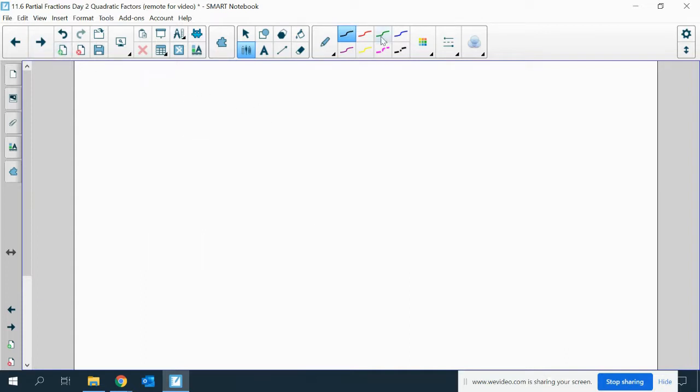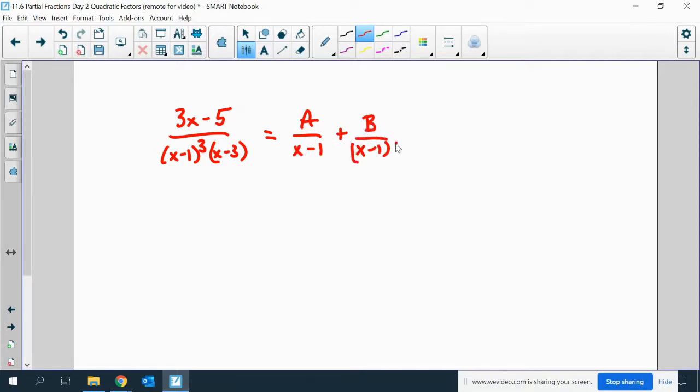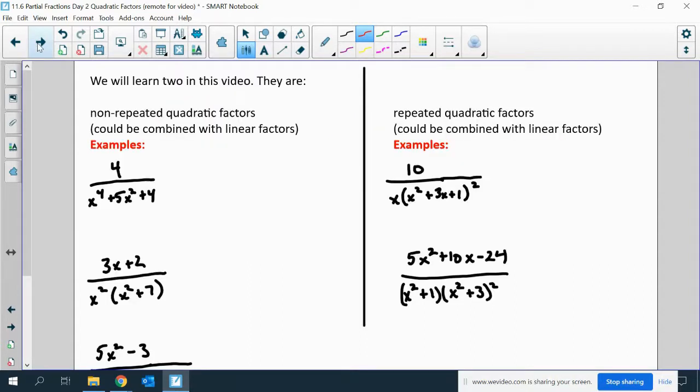Now, if I had something of the form (3x minus 5) over (x minus 1) cubed times (x minus 3), since this one repeats 3 times, I would have A over x minus 1 plus B over (x minus 1) squared plus C over (x minus 1) cubed. I would have to do it as many times as it repeats. And then I would have D over x minus 3. And then after I solve the partial fraction, I would end up getting a bunch of things and then having to set them equal to 3x minus 5. And we learned that in the previous video.